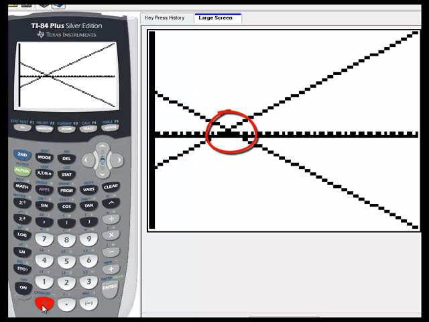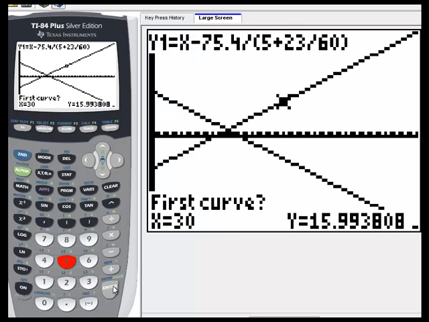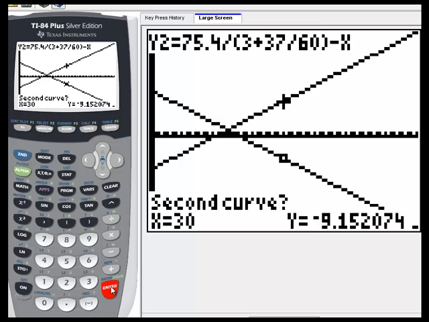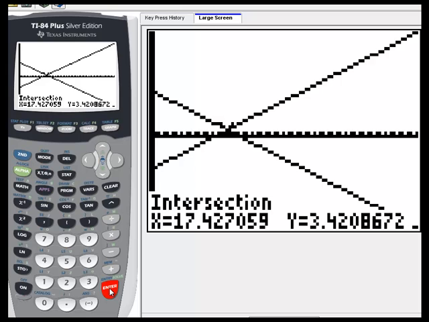Okay, looks like we have a single point solution in this problem. Let's go get it. Second, calculate, intersect. That's our y1. That's our second curve, our y2. And as far as a guess goes, let's move the graph cursor over to about there. Enter. Alright, let's take these numbers and get ready to write our conclusion about all this.